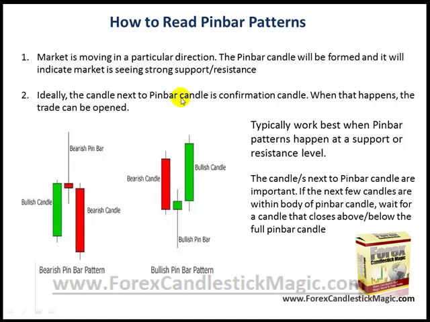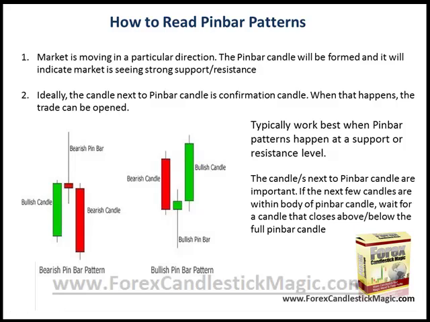Ideally, the candle next to the pin bar candle is the confirmation candle. When that happens, our trade can be opened. Now, if you look here, let's imagine this candle is formed when the market is moving up. This pin bar is formed, and the next candle ideally is a bearish candle. So that would mean that the trade can be opened. The other way around, when the market is moving down, a pin bar is formed and the next is a bullish candle, which would indicate the market is ready to move up.